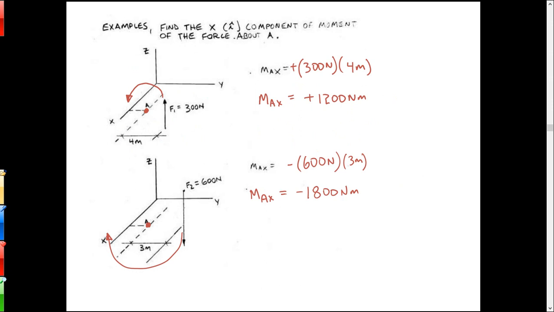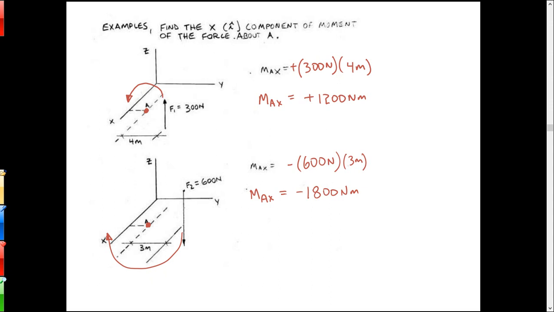Okay, so that second one there is negative 1,800 newton meters. So we okay with that? Doing all right? Yeah, remember that homework's due today, okay, that one problem. All right, so that's where you start with this stuff, okay?